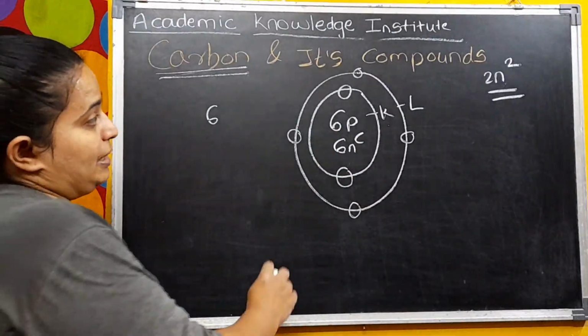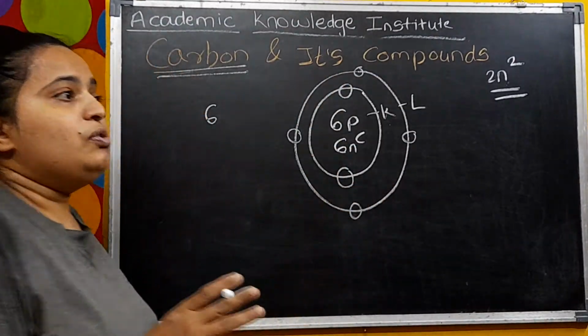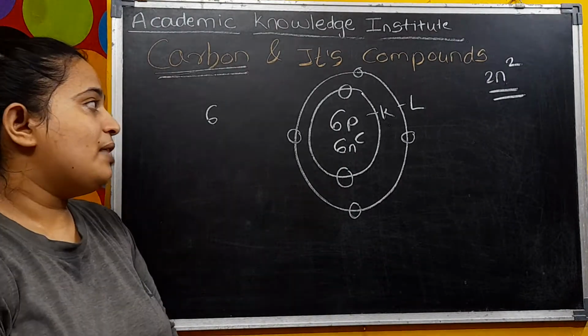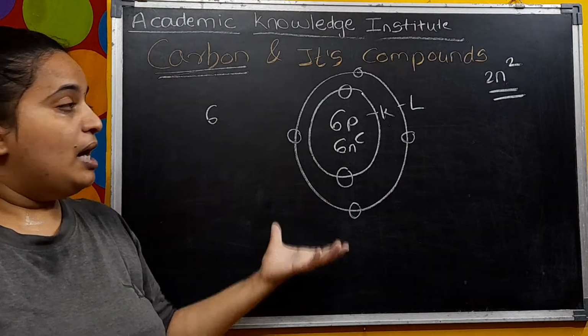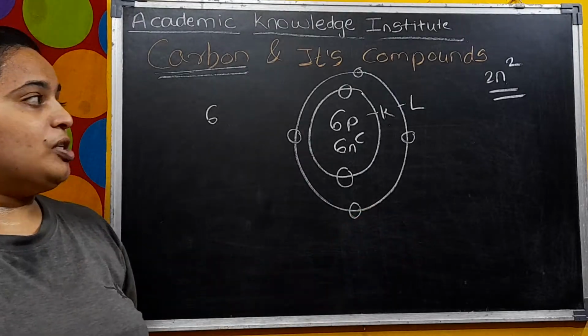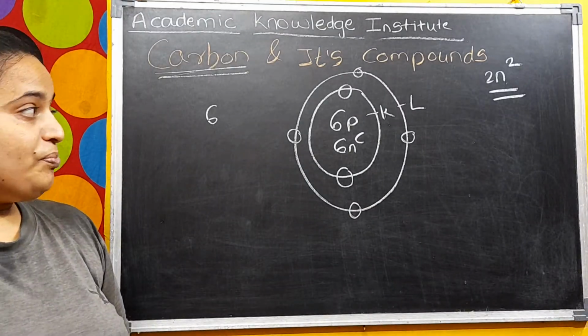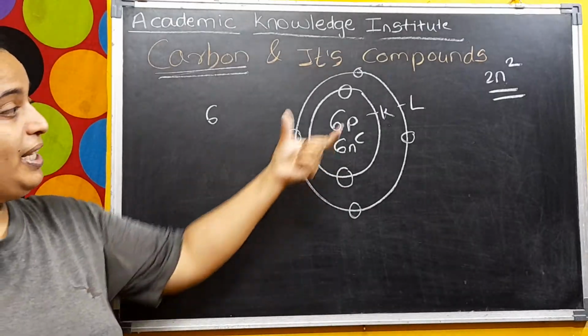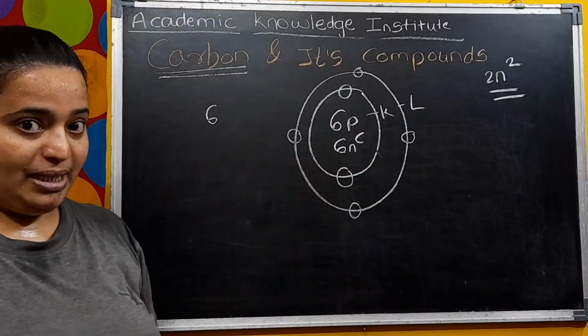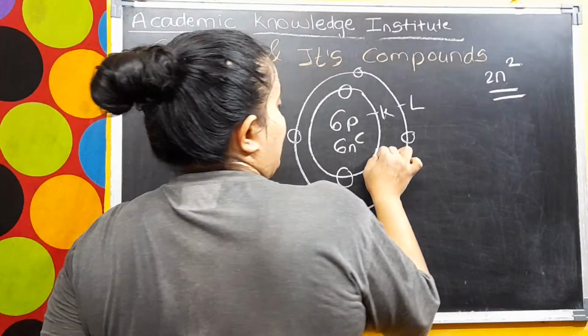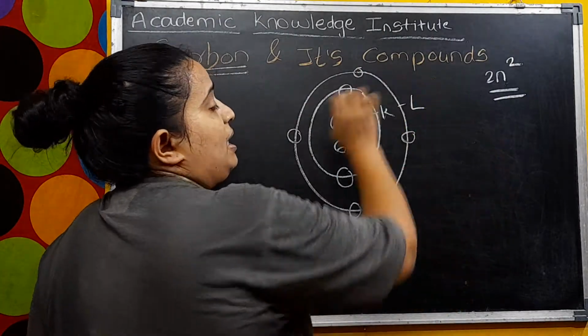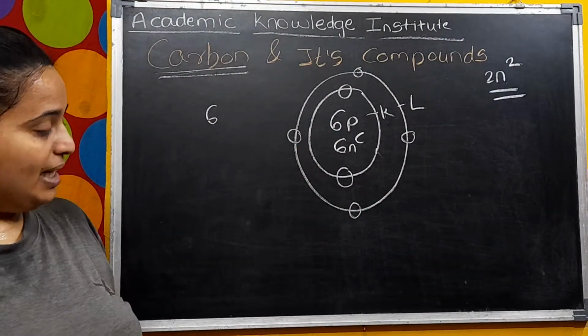Now, how many electrons will carbon require for completing its octet? 4 electrons, right? Because the octet rule says there should be 8 electrons in the last shell. So for completing its octet, carbon will require 4 more electrons.